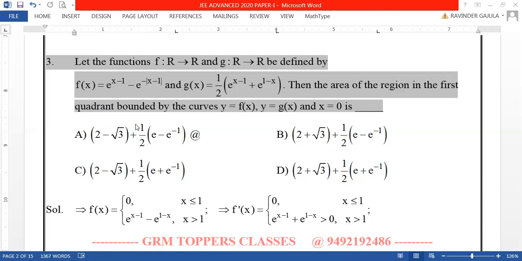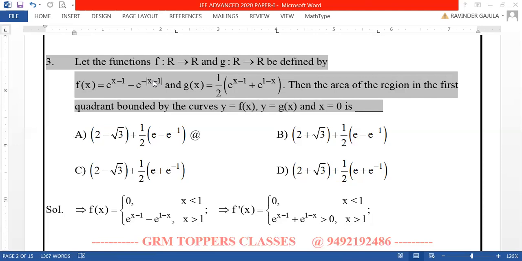Now dear friends, given options are like this. Now let us write this f of x, defining this mod of x minus 1. So this f of x can be taken as, when x minus 1 is positive or 0, this mod of x minus 1 will be taken by x minus 1 only.